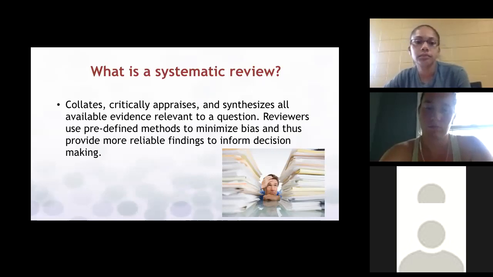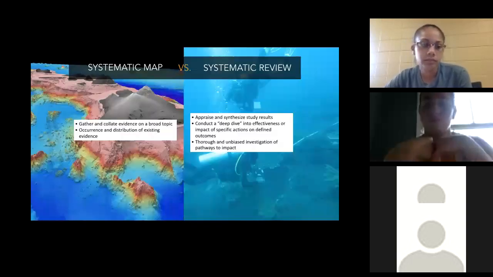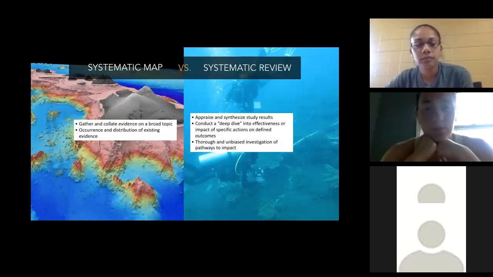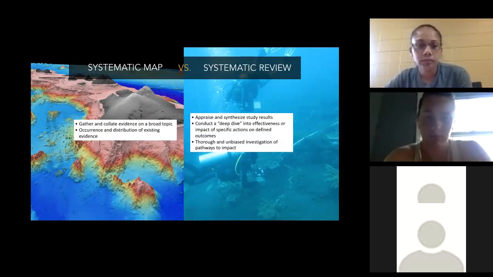So let me go to the next one here. Maximize coverage. Okay. If you think about it this way, your systematic map is the approach that allows you to see what the landscape looks like. When you look at the ocean, you have no idea what's down there. The systematic map allows you to see where the peaks and the troughs are. And then your systematic review is when you can actually do that deep dive and start to understand the magnitude and the quality of evidence that says something is effective for achieving impact on specific outcomes. This allows you to conduct more thorough and unbiased investigations of these pathways to impact and the scale of impact.